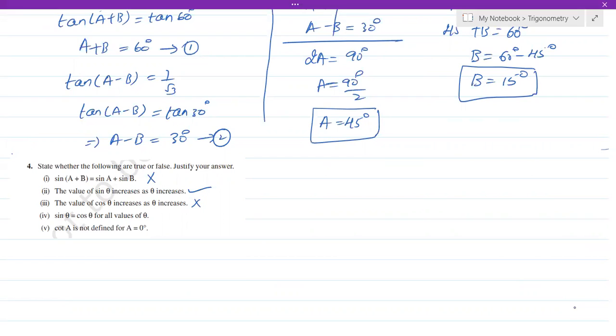Sin theta is equal to cos theta for all values of theta. Is it correct? For all values. Let's take an example. Let's take theta as 30. Sin 30, cos 30. Sin 30 is 1 by 2, but cos 30 is root 3 by 2. Are these two equal? No.